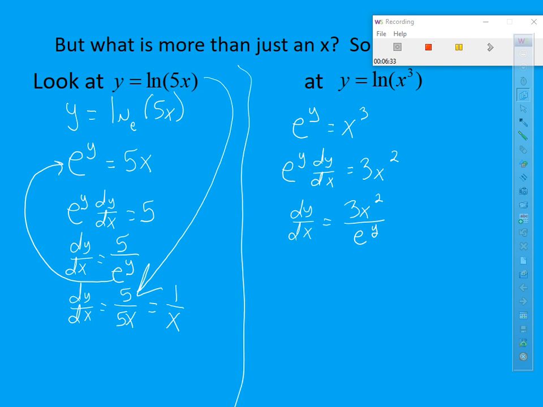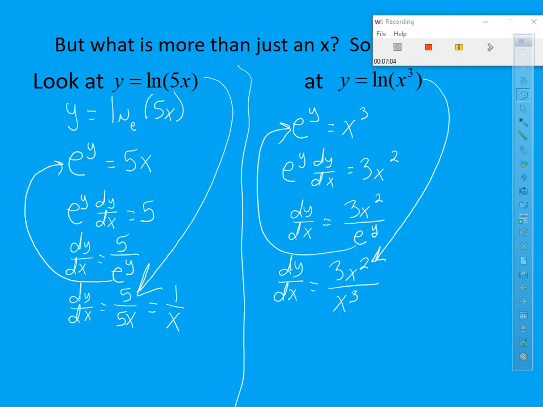Well, I need another name for e to the y, so let's look right back to there. Looks like another name for e to the y is going to be x cubed. So now my derivative becomes 3x squared over x cubed. Once again, there is a way to go from there to there. Kind of see if you can start figuring it out.